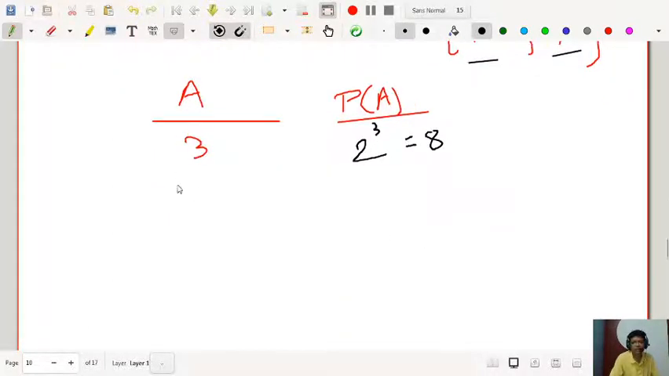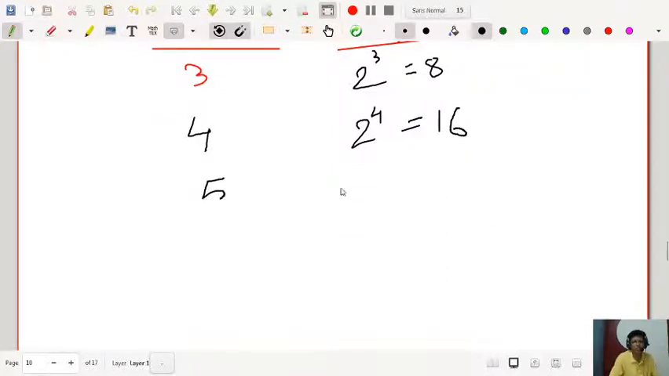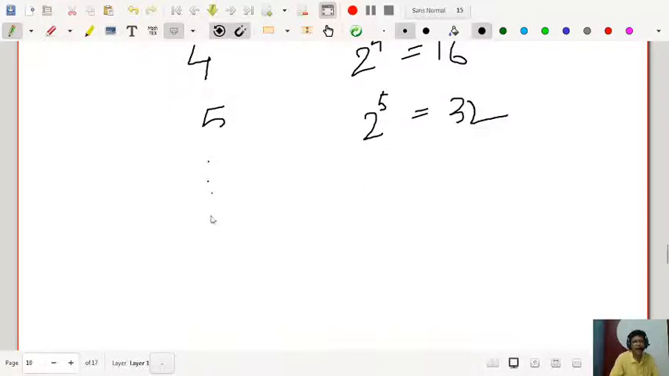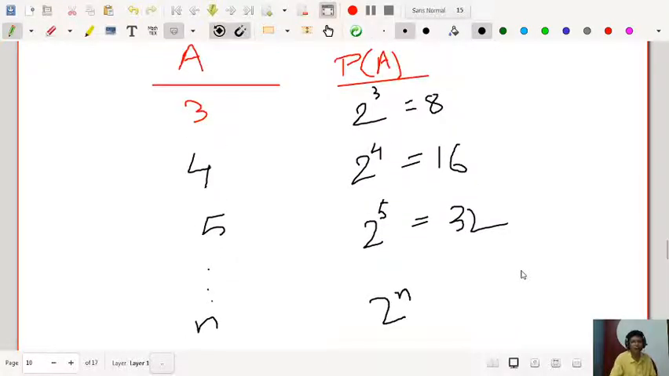If you have 4 elements in the set, your power set must have 2 to the power 4, that is 16 elements. If you have 5 elements in the set, your power set must have 2 to the power 5, 32 elements. And so on. If it contains n elements, what is the number of elements in the power set? 2 to the power of n. Right, that is the beautiful result. Have you got that?